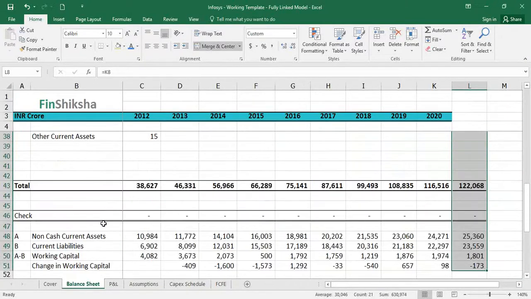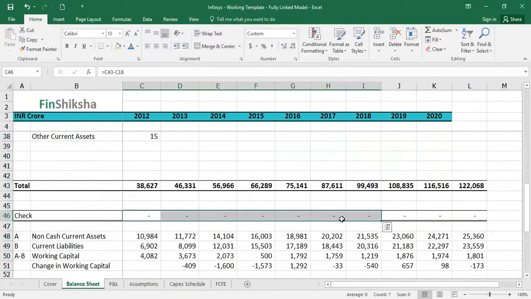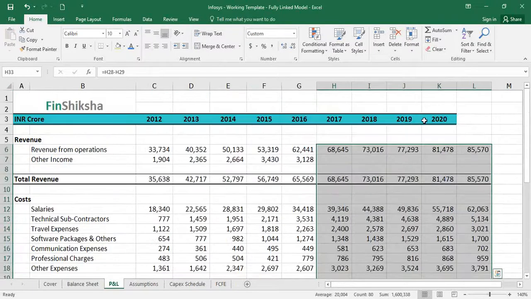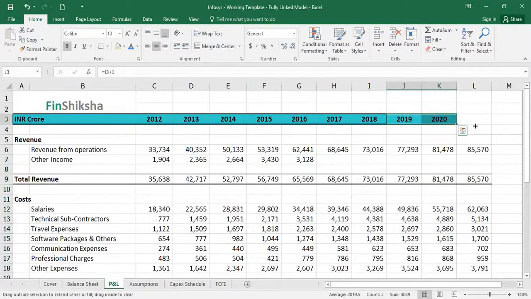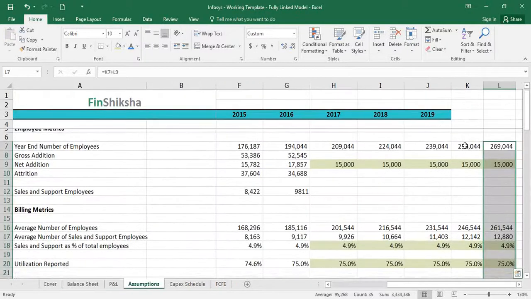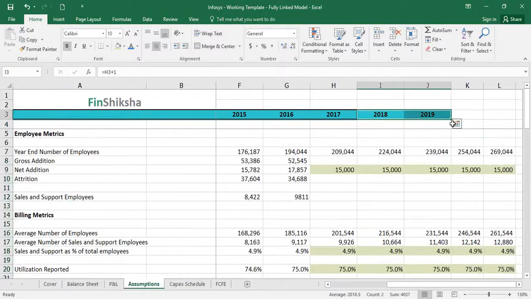And yes, we find that the balance sheet balances because all the values are linked correctly. Values may not be correct, but they are linked correctly as we speak. So that data is available. Let's just increase these headers to 2021 to incorporate 5 years. Let's incorporate that on the assumption sheet. And we have data for the next 5 years that can get projected based on this.